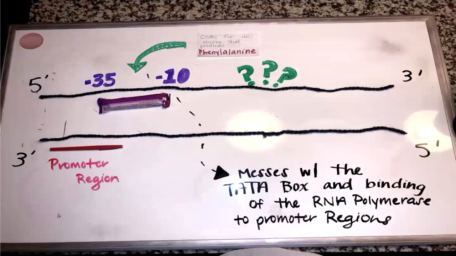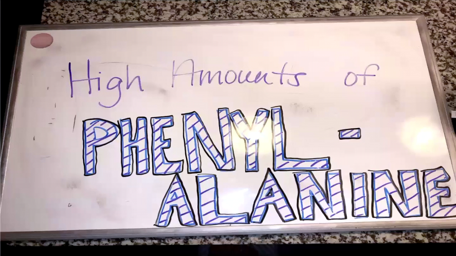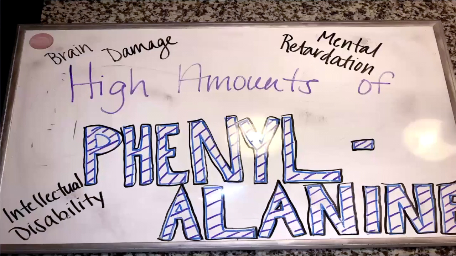And these 5 base pairs are going to code for an enzyme that produces phenylalanine. Well, phenylalanine isn't going to be produced basically because the transcription is not going to be able to be kickstarted. But in the event that an organism were to have extremely high phenylalanine amounts, especially from these 5 base pairs, this organism would experience brain damage, mental retardation, and intellectual disabilities.